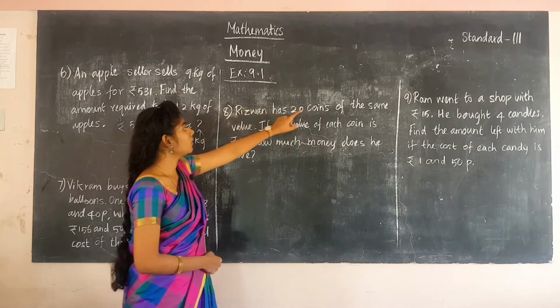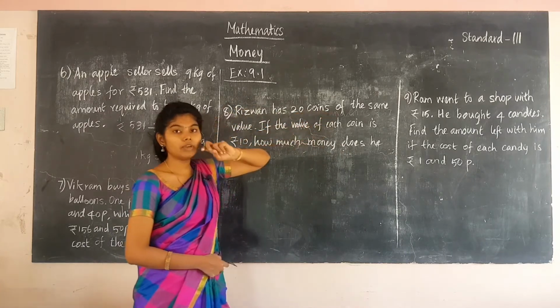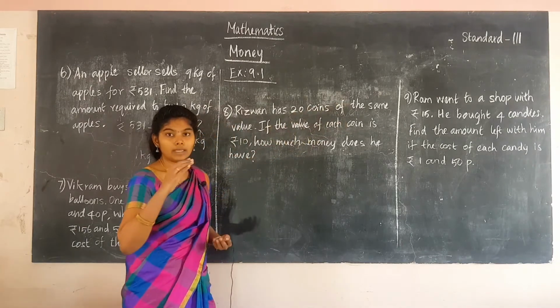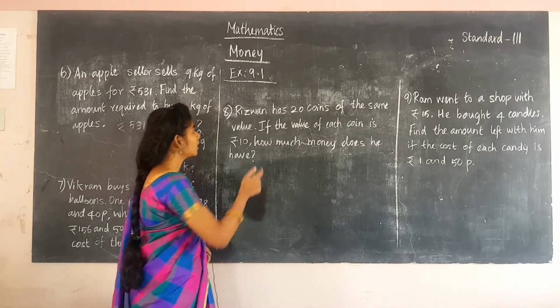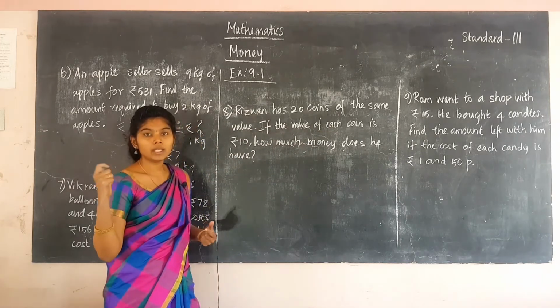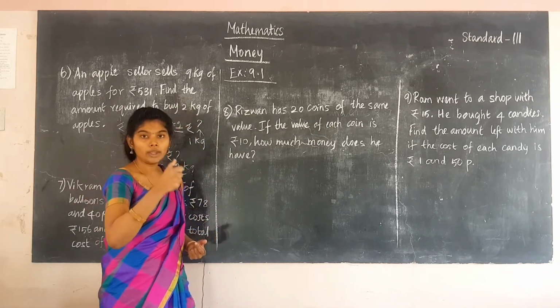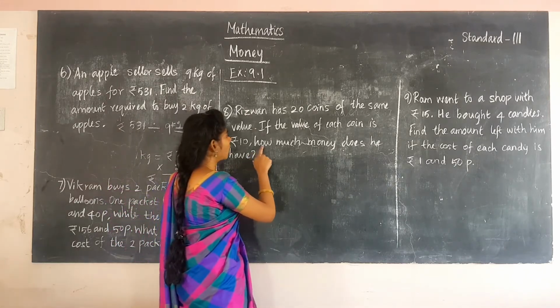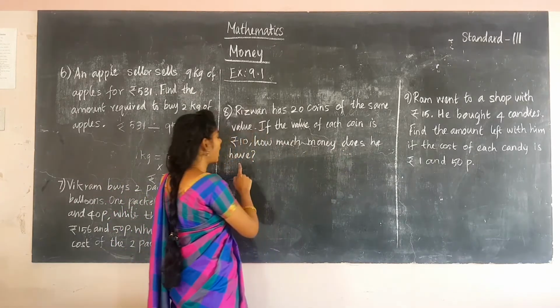So Rizwan has 20 coins of the same value. If the value of each coin is 10 rupees, what will be the amount? How much money does he have?